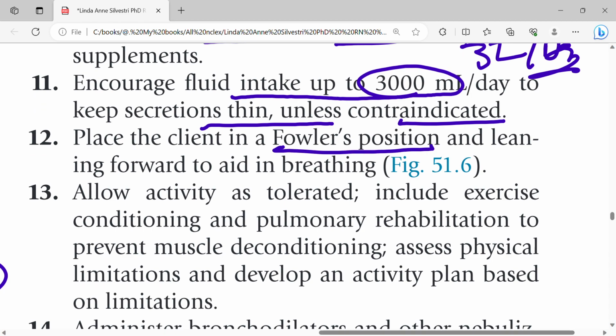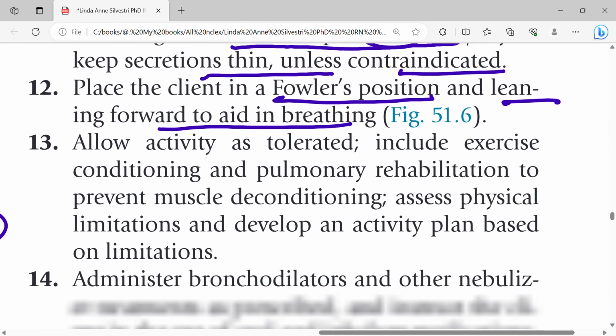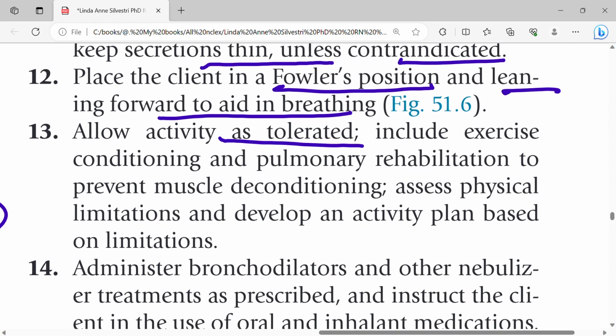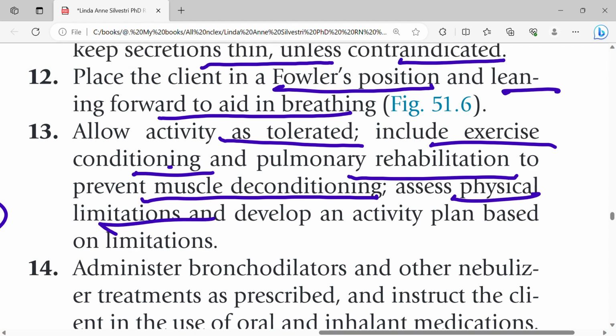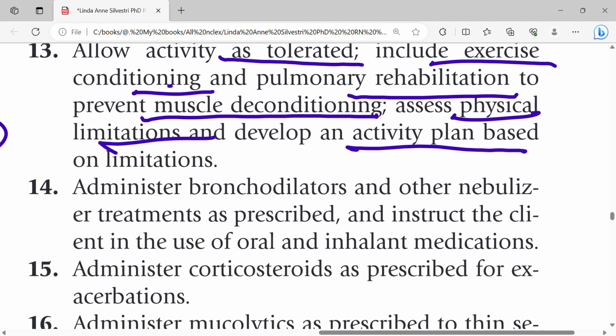Place the client in Fowler's position and leaning forward while breathing. Allow activity as tolerated. Include exercise conditioning and pulmonary rehabilitation to prevent muscle deconditioning. Assess the physical limitations. Develop an activity plan. So these are all things we need to do.